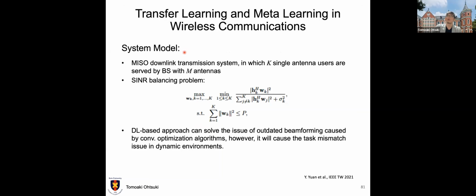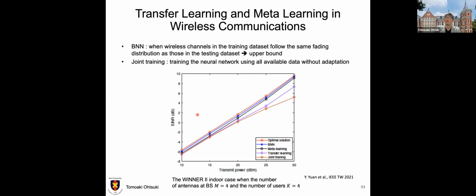The system model is a multiple-input single-output downlink transmission system, where K single-antenna users are served by a BS with M antennas. Then we try to solve this SINR balancing problem. I won't go into detail, but this is the downlink beamforming problem setting. Let's see the performance: SINR versus transmit power for the indoor case, and the red line is the upper bound, the optimal solution.